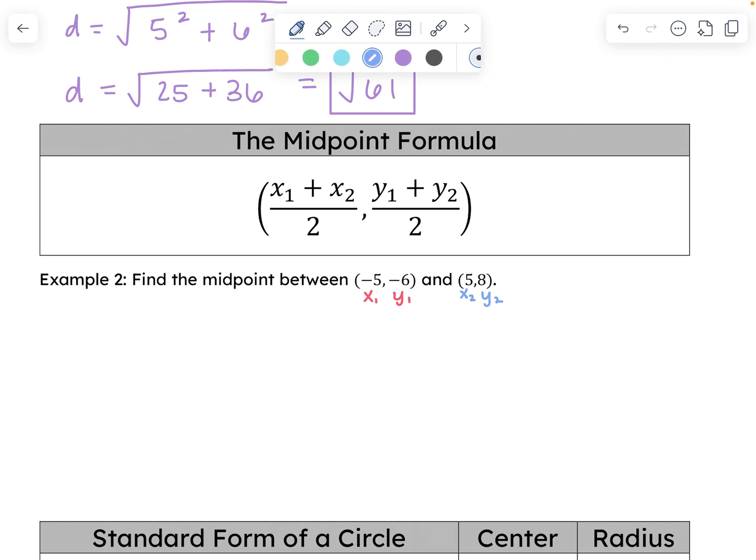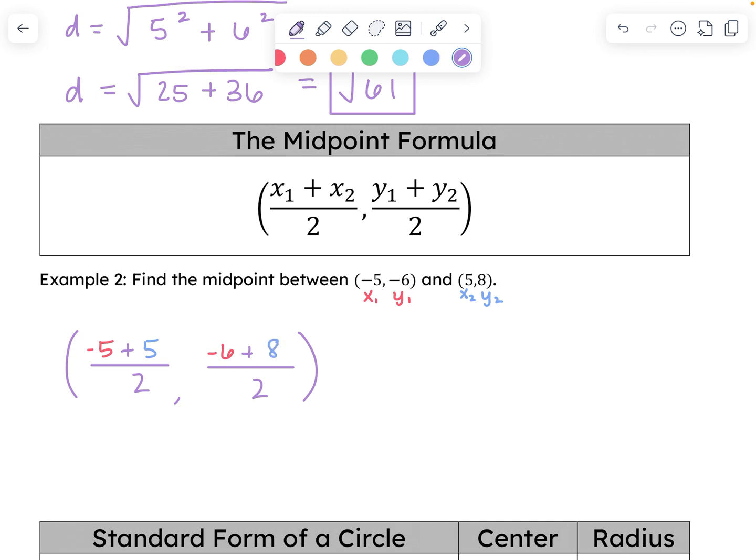So I know I'm going to have an ordered pair, and for both parts, I'm going to divide by 2. And then the top of the first one is x1 plus x2. So that's going to be my negative 5 plus my 5. Then the next one in my y spot is my y1 plus y2. So my negative 6 plus my 8.